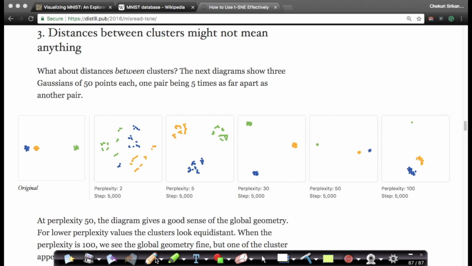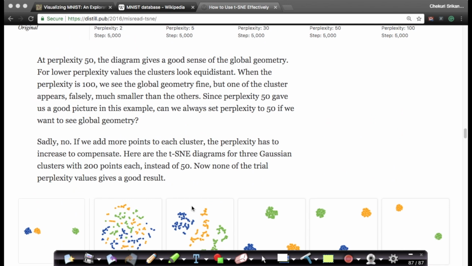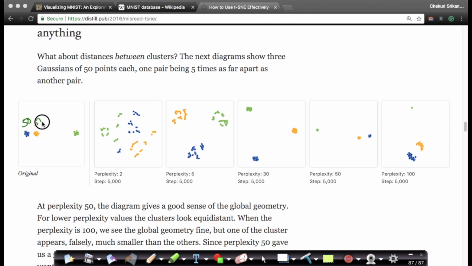This example is mind-boggling. Suppose I have three groups of points. Imagine I have three groups of points, 50 points each: 50 points here, 50 points here, and 50 points here. Now you'll notice that between these two clusters, this distance, let's call it D1, is much lower than D2, much smaller than D2. So I have a structure where two clusters are close, and the third cluster is far away.